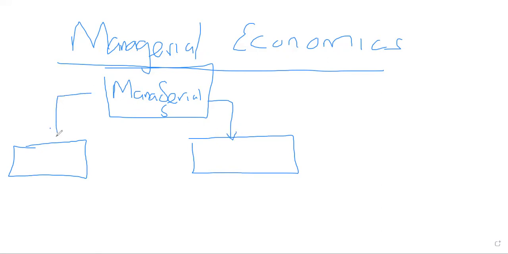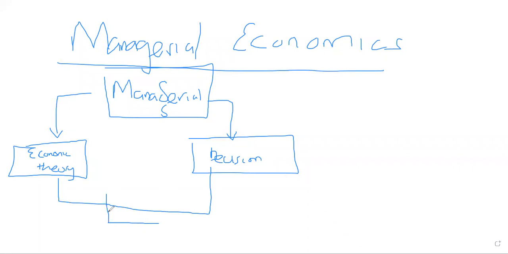what we call economic theory, which includes micro and macroeconomics, and decision sciences, which includes econometrics and quantitative methods, to solving a managerial problem optimally. So our first topic will be on optimization.